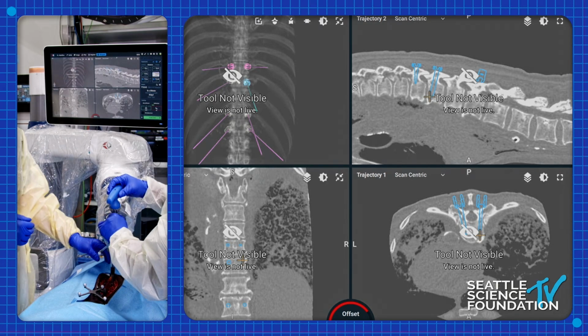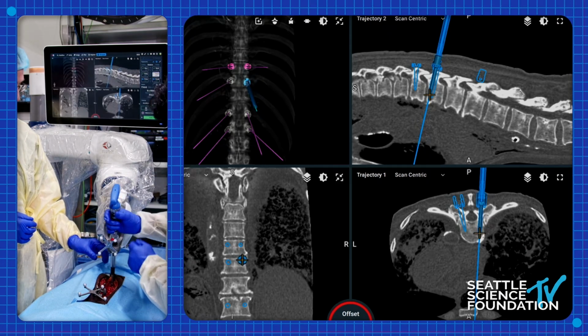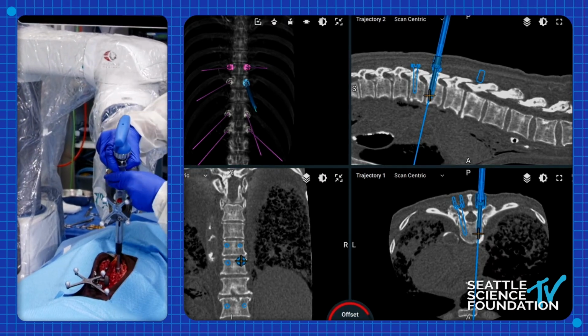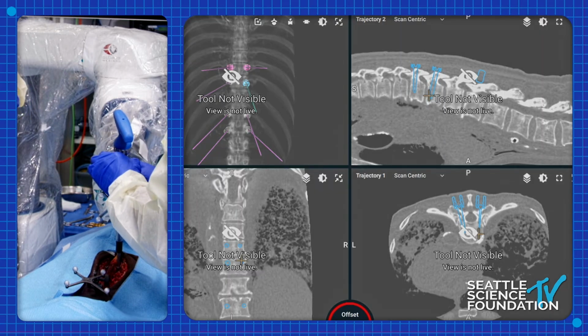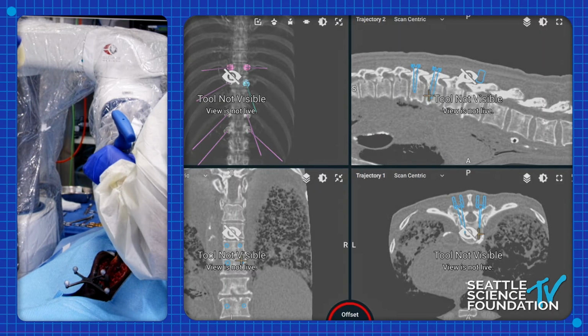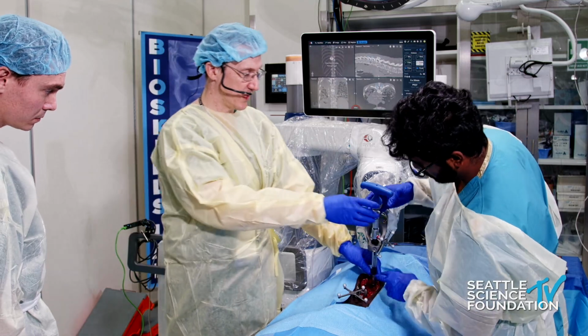Another challenge is also the height and depth of the screws. So if you're reducing a spondylolisthesis, you're going to want the screw to be deeper and the other one to be higher so that when you place your rod, you can actually use that to your advantage.